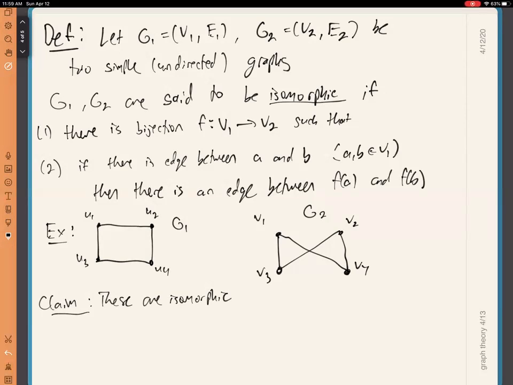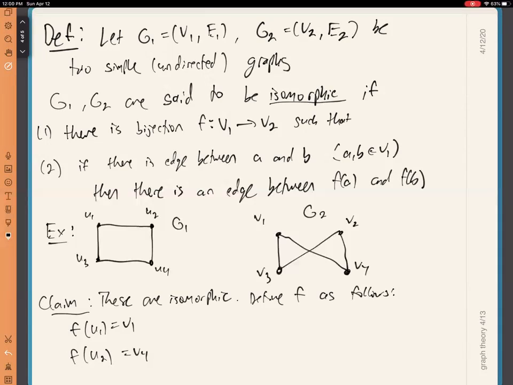There's only four vertices, so let's just try to brute force find the function by hand. I'm going to define f as follows. Let me just say f of u1 is equal to v1. Why not? If I say f of u1 is equal to v1, notice that v1 is connected to v4. So whatever I choose to send to v4, it has to be connected to u1 by an edge, or else property 2 would fail. For example, u1 is connected to u2, so let me say f of u2 equals v4.